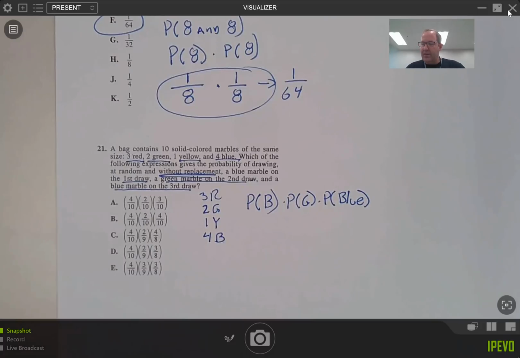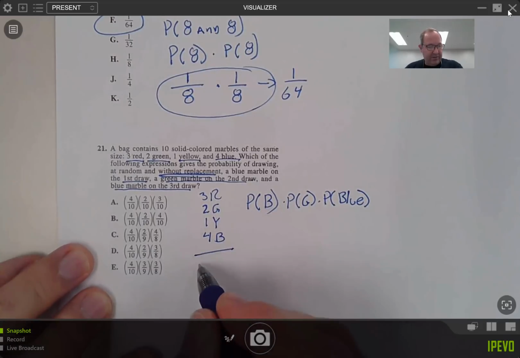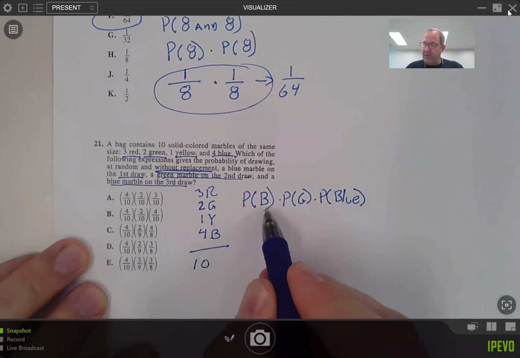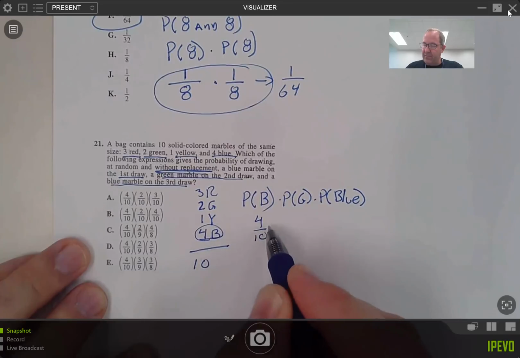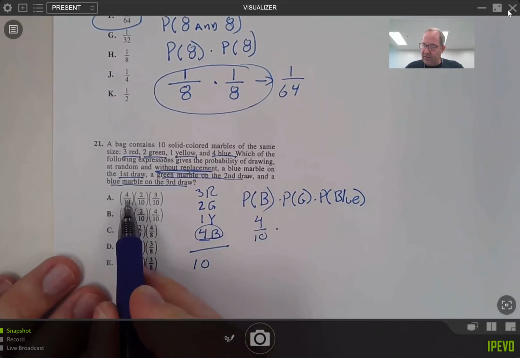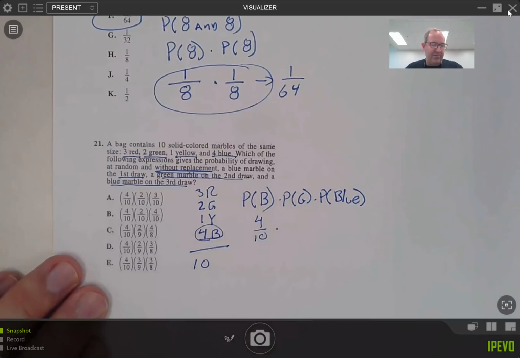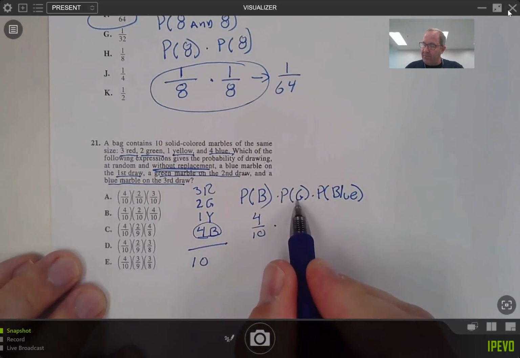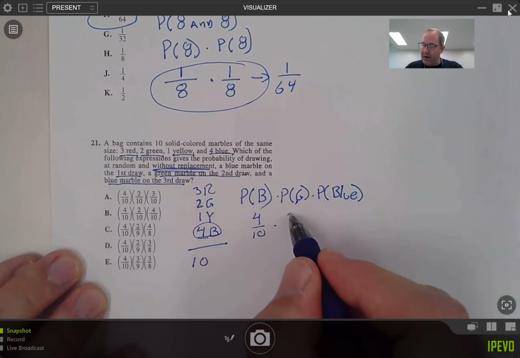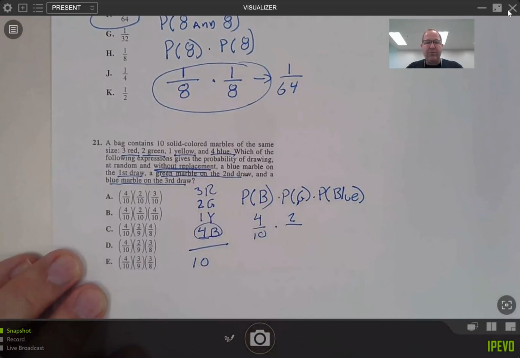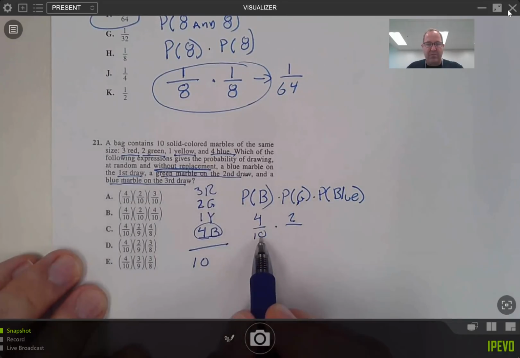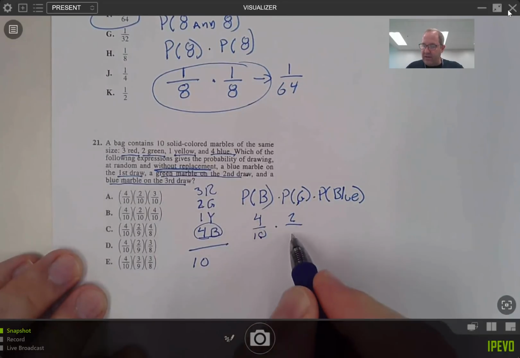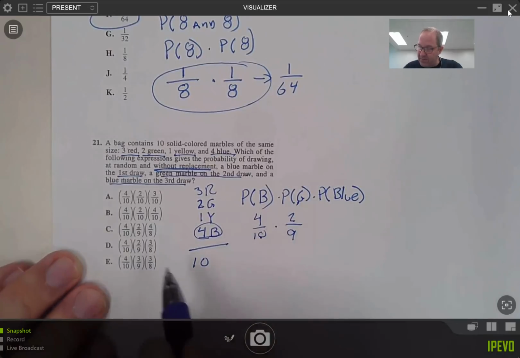Okay. Now the total is 10 marbles, right? The probability of a blue marble, it's right here, it's 4 out of 10. I look at all these answers, they all start off with 4 out of 10. So, well, that's good. Probability of a green marble, well, there are 2 green marbles, but remember, they did this without replacement, right? They're not putting the marbles back. So there's no longer 10 marbles available. There's only 9. So it's 4/10 times 2 9ths.